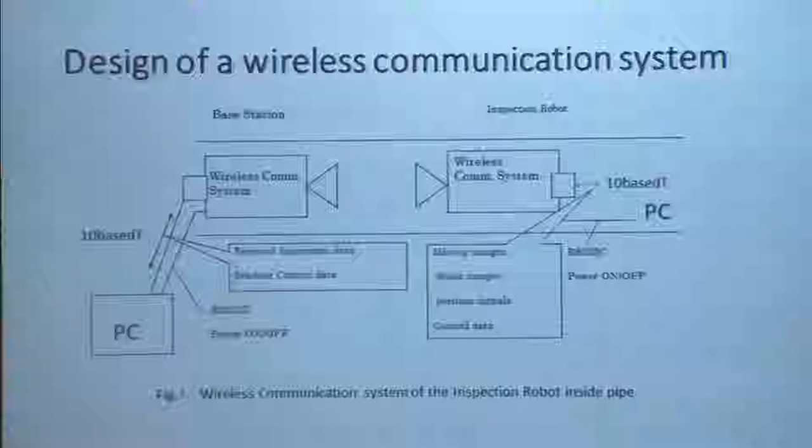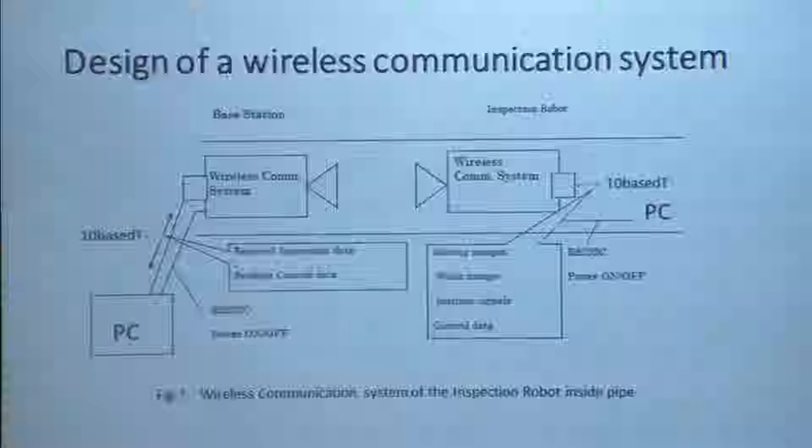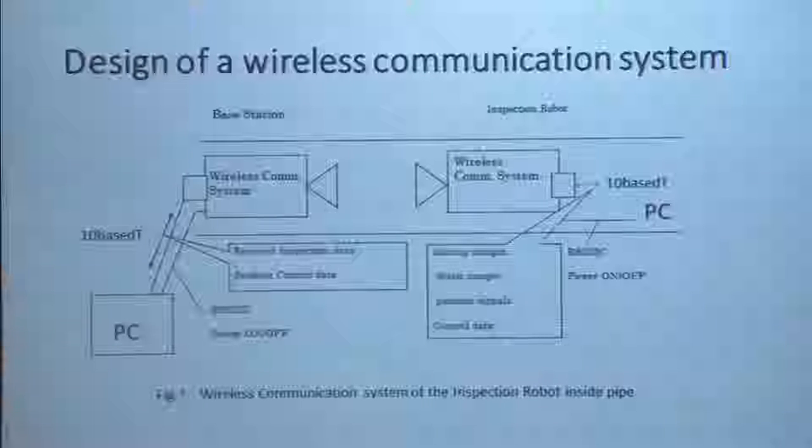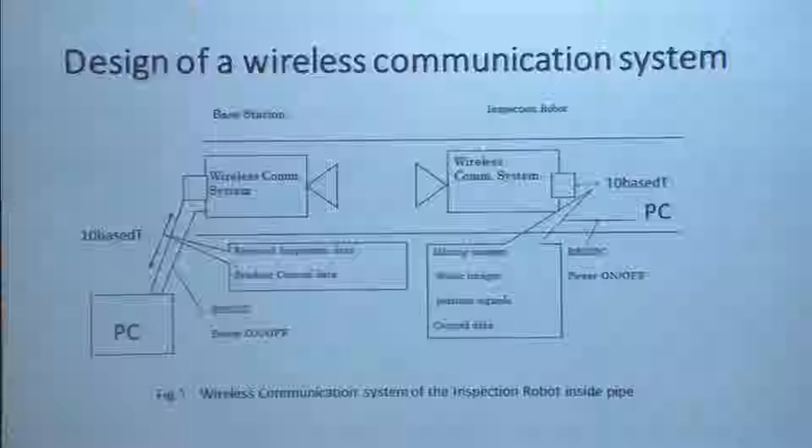This shows a design of a wireless communication system. Here, this shows a base station. This is a wireless communication system. This is an antenna. This is a pipe. There is a robot here with a wireless communication system and a PC on the robot, okay? From the base station, commands are sent to this system, and by using this wireless communication, the robot runs and does some work. For example, it gets moving images and transfers them to this PC. Okay, these are the wireless communication system basics.